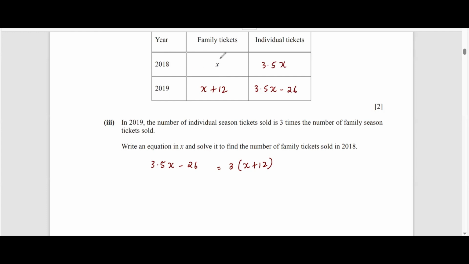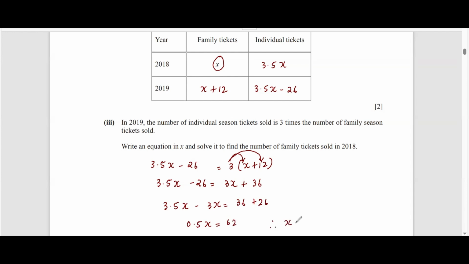Number of family tickets sold in 2018 is X. So basically, we need to find out the value of X by simplifying this. So 3.5x minus 26 is equal to 3 multiplied by x is 3x plus 3 multiplied by 12 is 36. Bring all the x terms together. So 3.5x minus 3x is equal to 36. Minus 26 goes to the right hand side. It becomes positive 26. 3.5 minus 3 is 0.5x is equal to 36 plus 26 is 62.